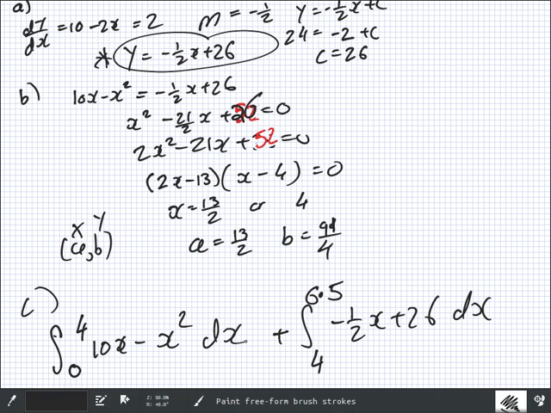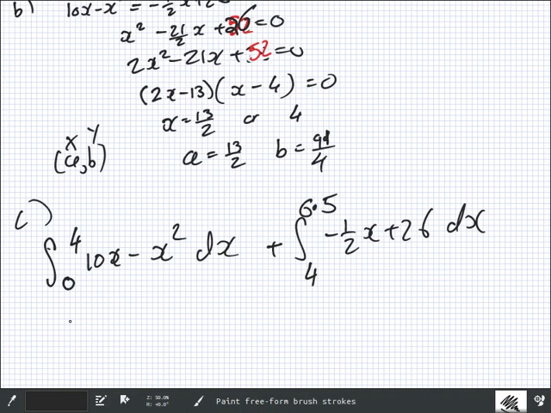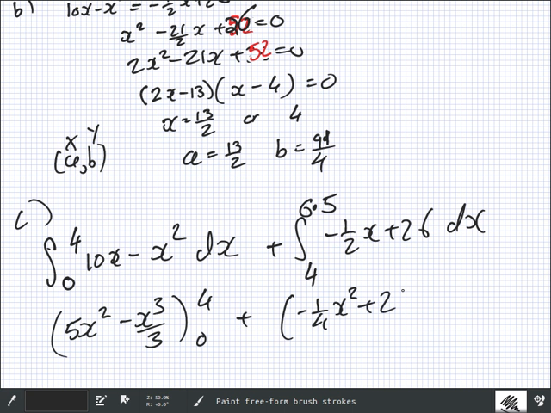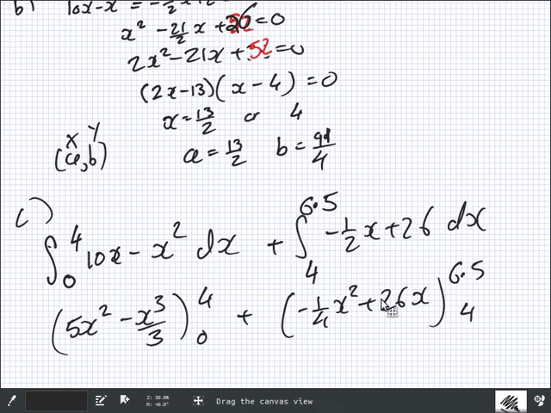So we might as well calculate it. This will be 5x squared minus x cubed over 3, put in the limits of 0, 4, plus minus a quarter x squared plus 26x, 6.5 and 4.